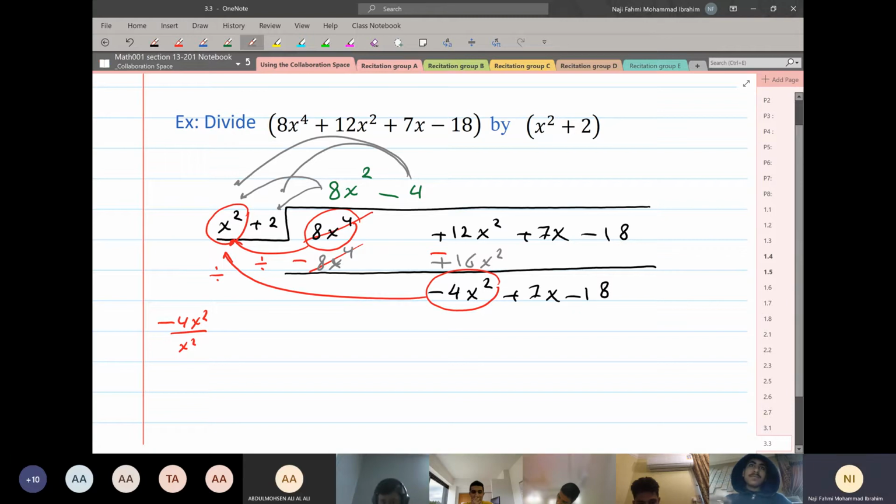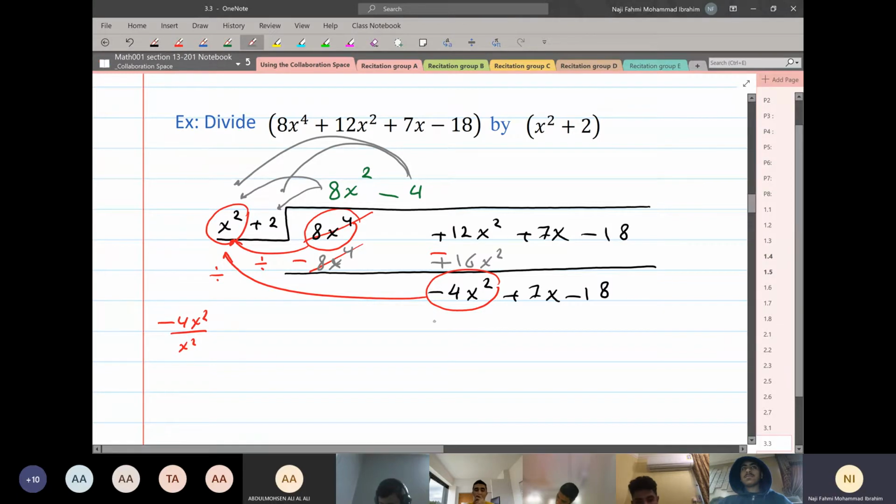Ali Hussein is not here. Ali Al-Ghuraifi, make the multiplication, ya Ali. Listen to me. We are multiplying negative 4 by the divisor. Just multiply. Okay, minus 4x squared minus 8. And we have to put like terms under each other now.